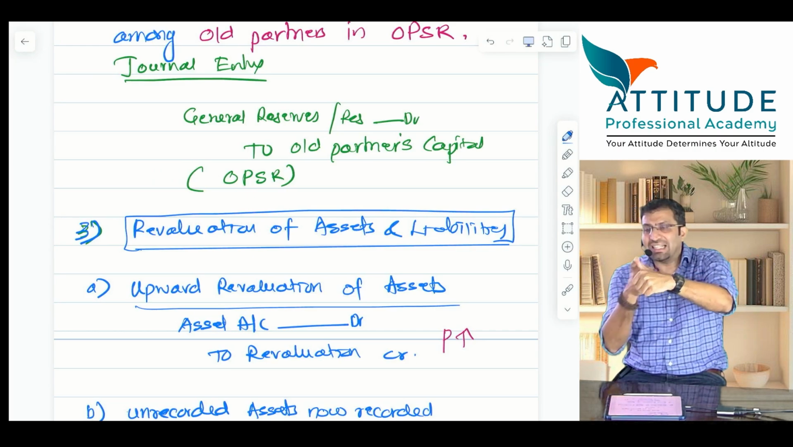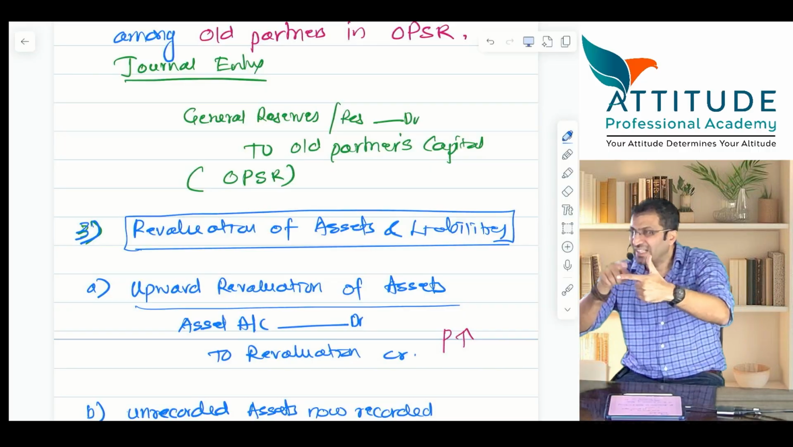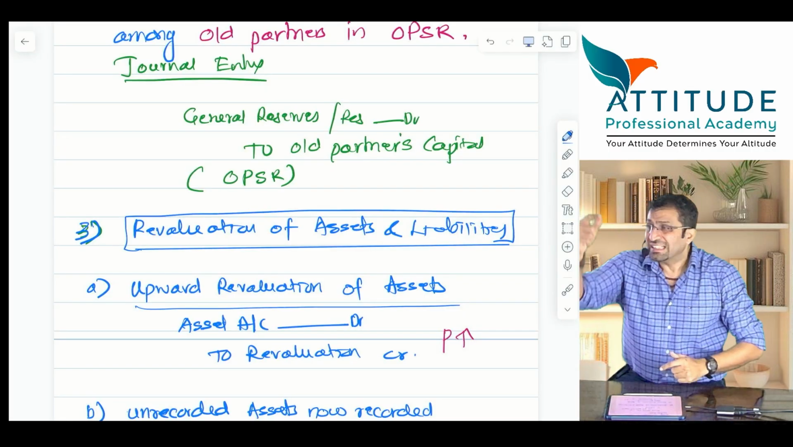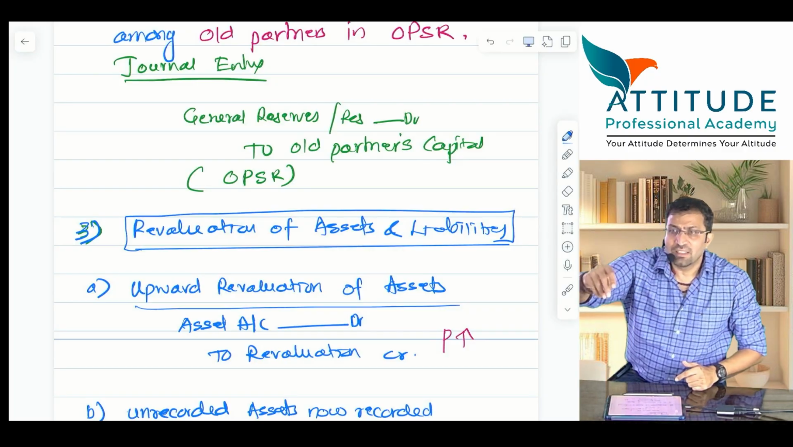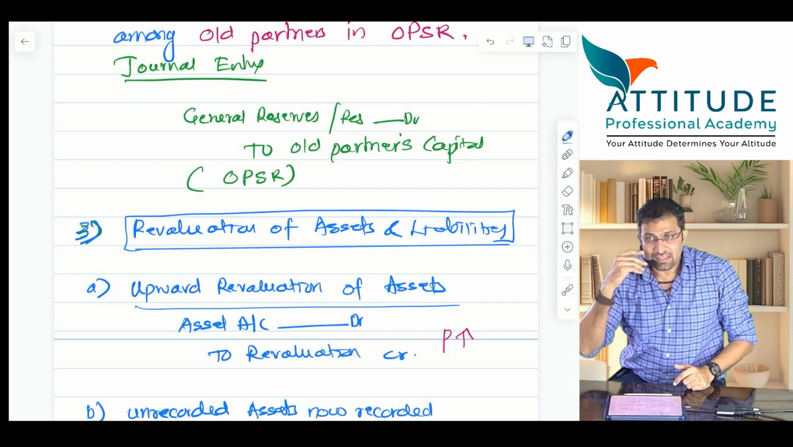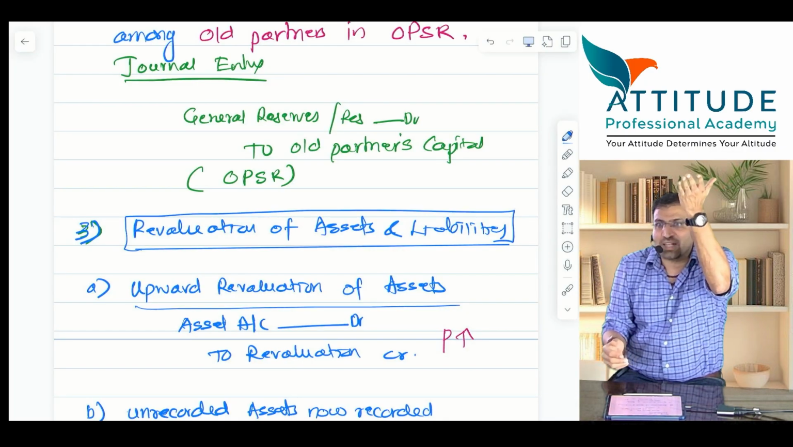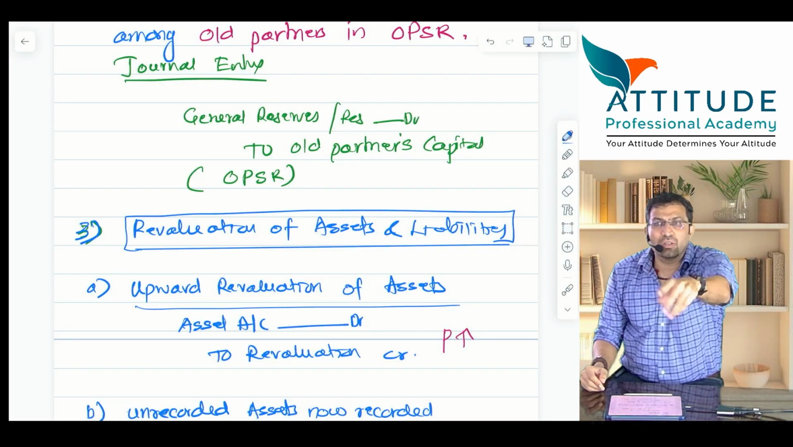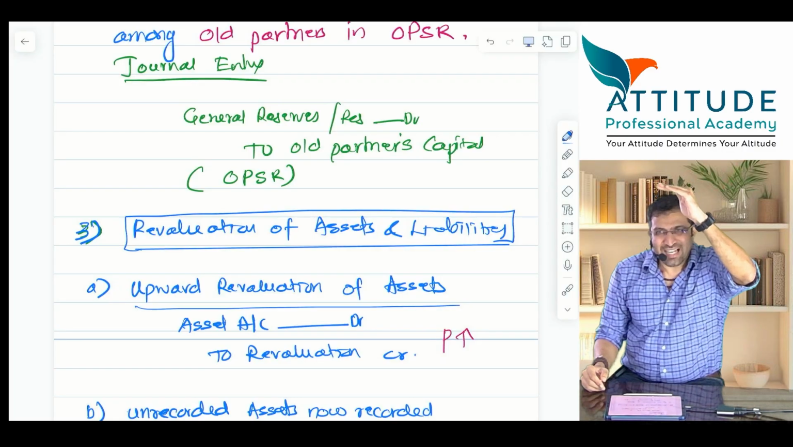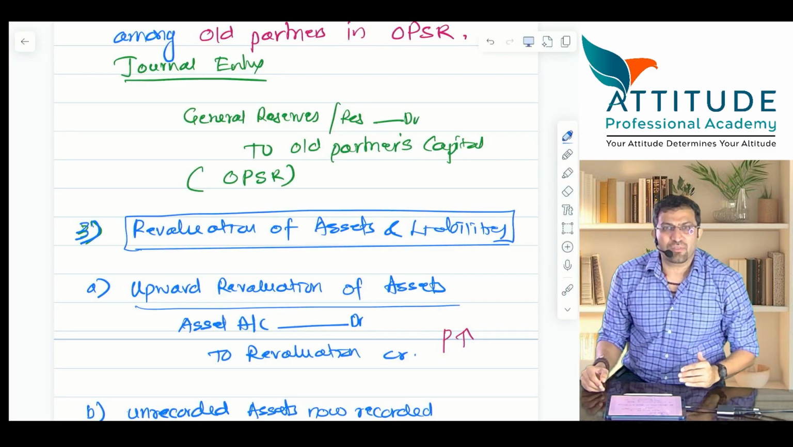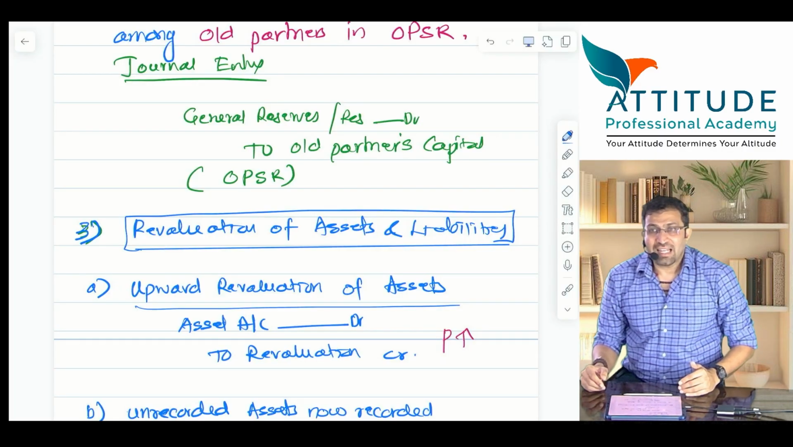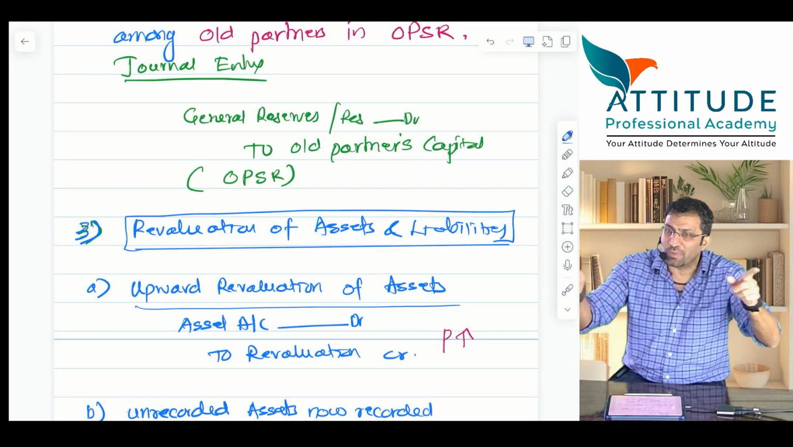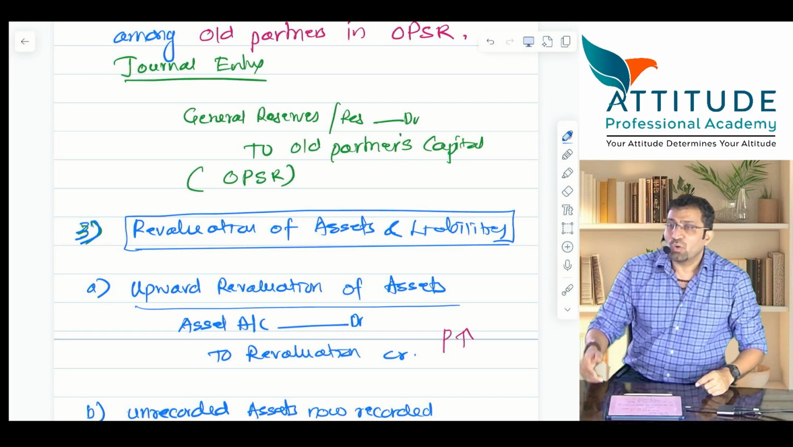Third, revaluation of assets and liabilities. Quickly tell me. Upward revaluation of assets or unrecorded asset now recorded: asset account debit to revaluation. Downward revaluation of asset: revaluation account debit to asset. Then liabilities: upward revaluation of liability or unrecorded liability now recorded: revaluation account debit to liabilities. Downward revaluation of liability: liability account debit to revaluation. Then finally, profit or loss on revaluation should be distributed among old partners in old ratio.